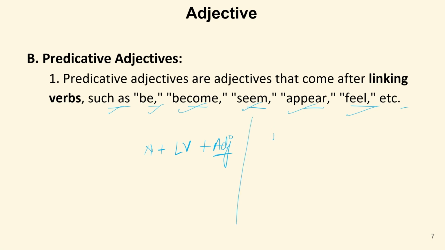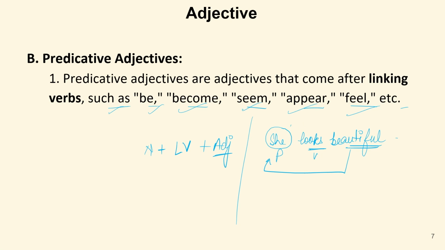For example, she looks beautiful. Now here we are using this word beautiful for she. She is a pronoun. Looks here is a linking verb, and beautiful is used for she, not for the verb looks. I'm not saying she looks beautifully. I'm saying she looks beautiful. It means she is beautiful.